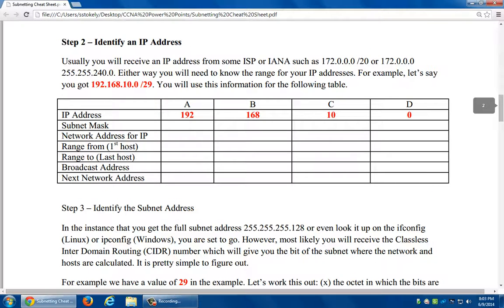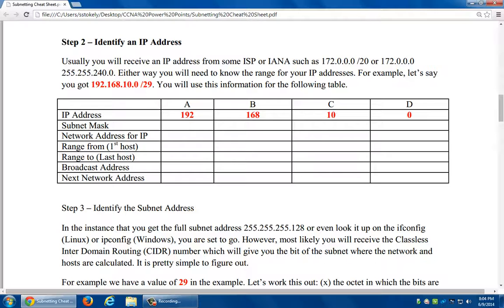So first things first, usually you get an IP address in a block, okay? For example, 172.0.0.0 network /20, which means your subnet mask would be 255.255.240.0. Why? Because /20, your CIDR number, means that you're borrowing. Remember, we have a 32-bit address, and each octet has 8 bits. So if I take my CIDR number /20, take 20 minus 8, what do I have? 12 minus 8, I get 4 bits in this octet.